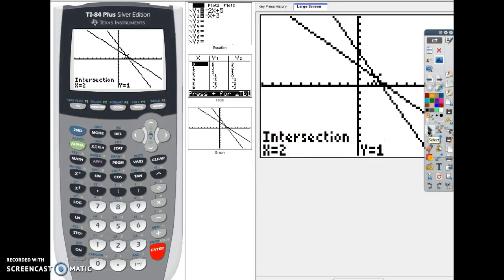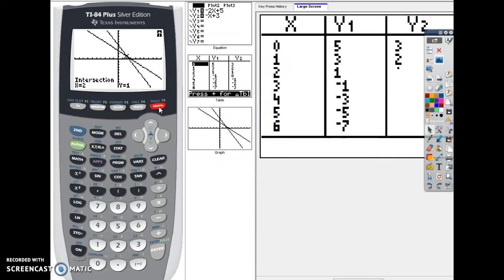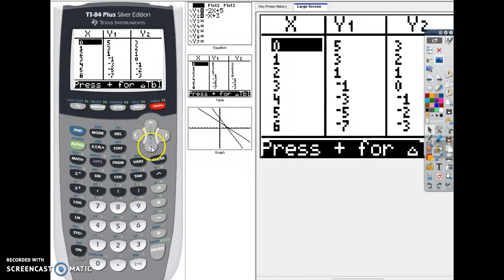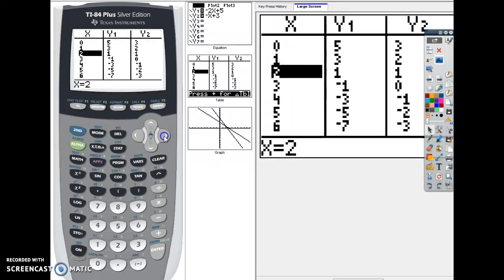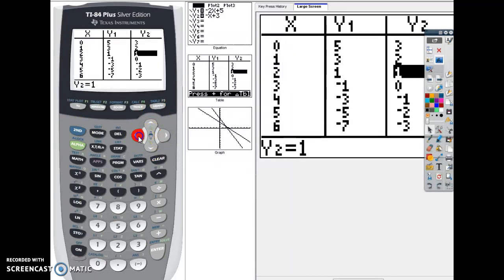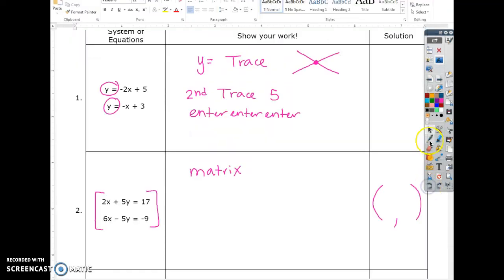We can also go look at it on the table, second graph. Because at 2, that is where they match. That's where they have the points in common. The point that they have in common is at 2, 1. So on the paper, we're going to put that they intersected at 2, 1. Okay, that's the solution. It's one solution. They crossed one time. Number 2, put it in matrix and see where the solution is.